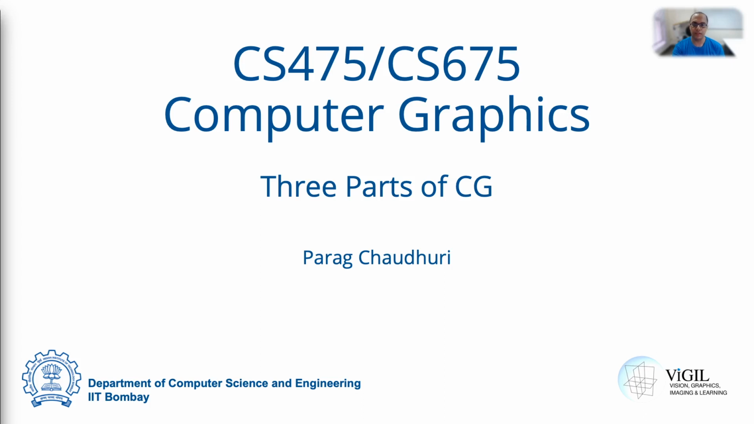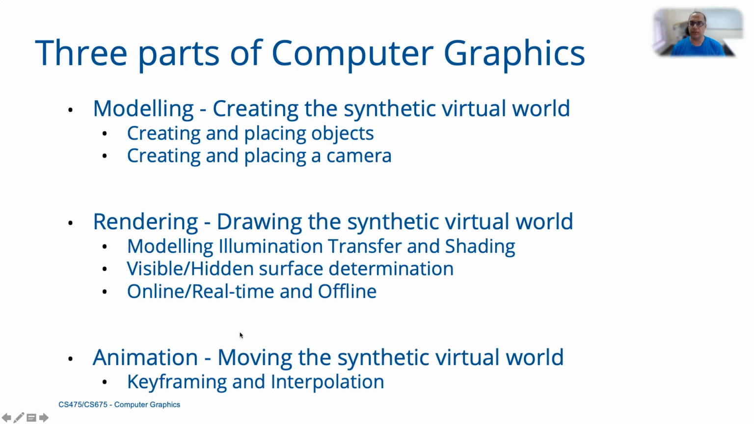Hello everyone, here we are going to discuss the three major parts of computer graphics. So computer graphics has been traditionally made up of three sub areas. The first of which is modeling, where we set up our synthetic virtual world and a camera that allows us to take pictures of that virtual world.